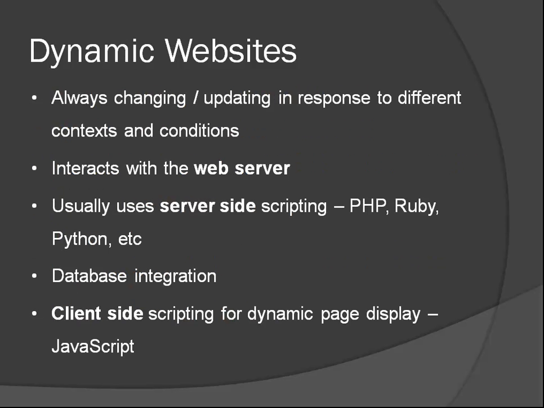Alright, so next we have the opposite of static websites, which is dynamic websites. After this slide, we're going to go into e-commerce websites and social networks. Those are all dynamic websites. They all fit into this category. So static and dynamic are basically the top levels when you're talking about the types of websites, and e-commerce and all that goes under dynamic websites. These are websites that are always changing or updating in response to different contexts and conditions.